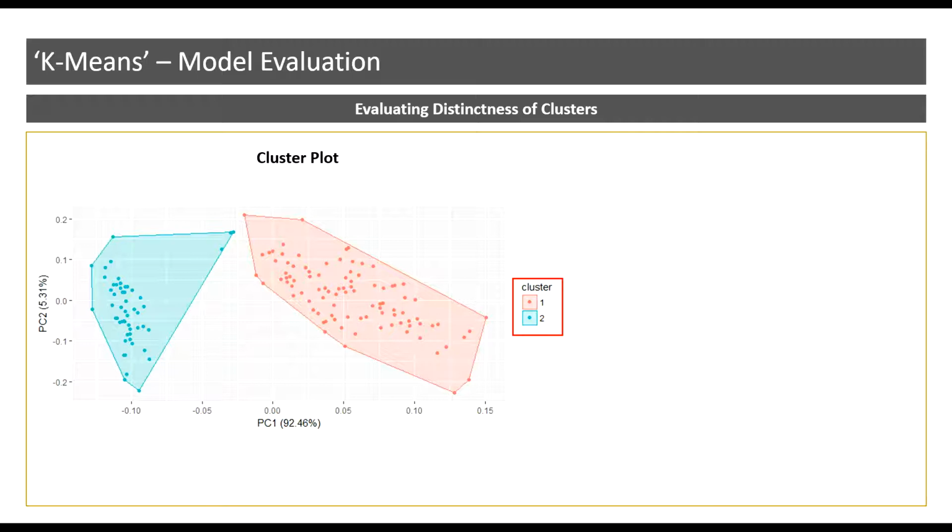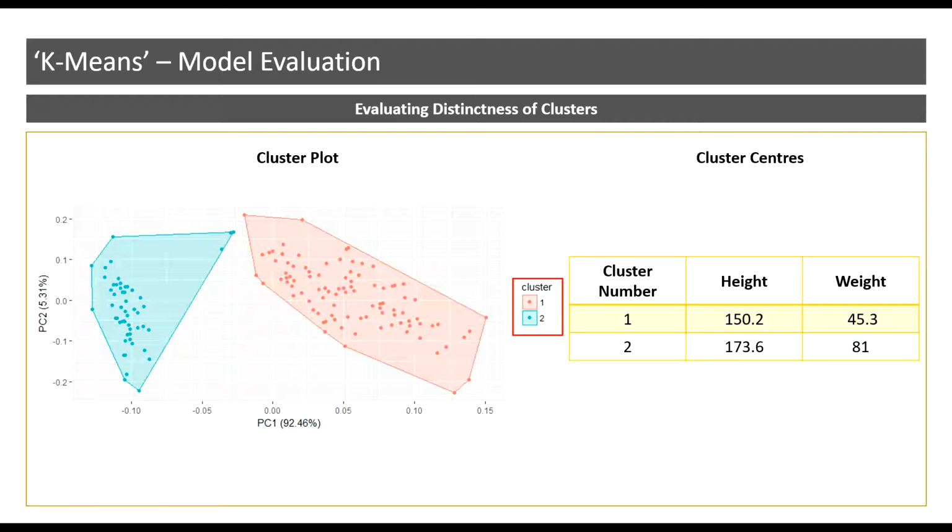Whilst the cluster plot is a decent way to evaluate the distinctness of the clusters, it is only convenient when we have a small k value, that is number of clusters, or a manageable number of observations. If we have larger data sets or a larger k value, this plot tends to get extremely cluttered. So, in that case, what do we do? Well, we then tend to look at cluster centers.